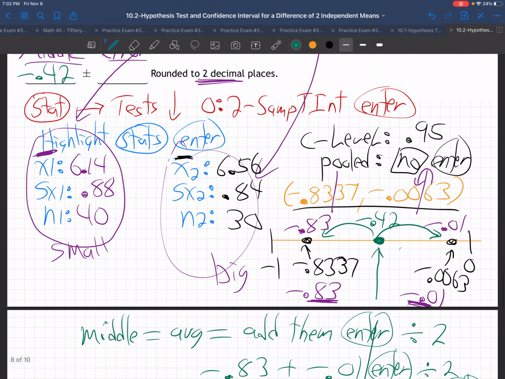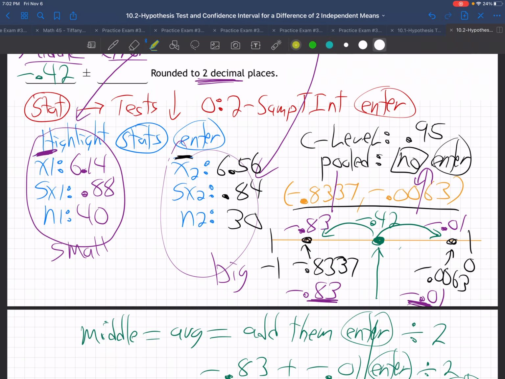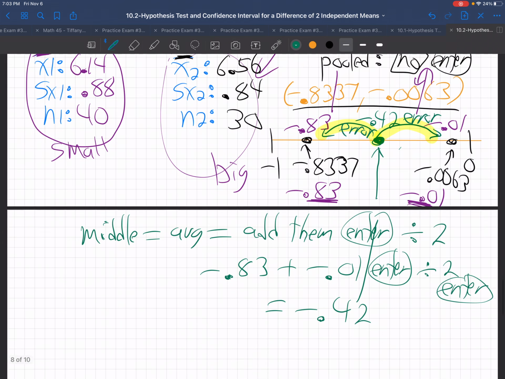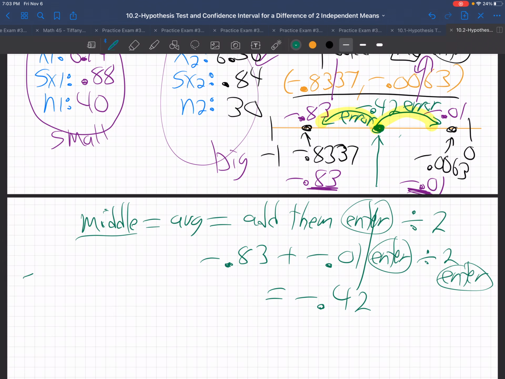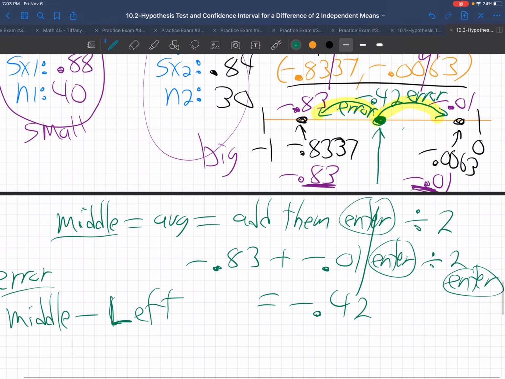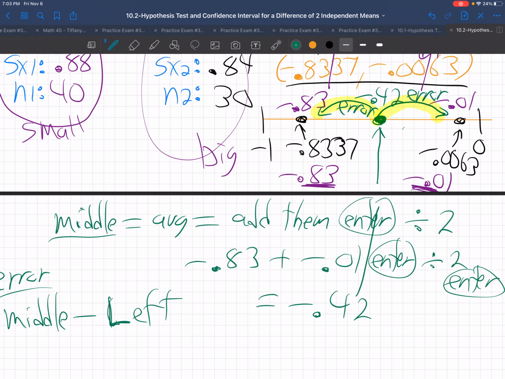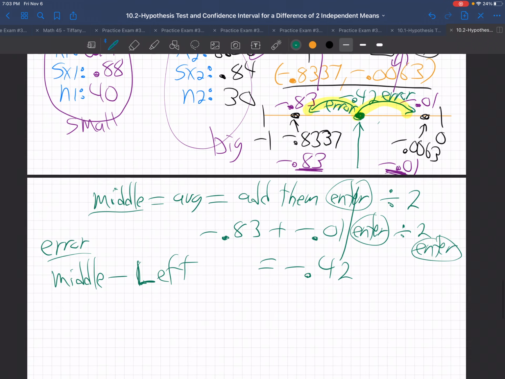And then they want the error. They want from the middle, how far is the jump this way and how far is it that way? What's the error amount? And you can figure either one. It doesn't matter if you go right or left. To find the error, just take the middle minus the left side, for example. Or you could take the right side minus the middle. It doesn't matter, right? You're just trying to find out how far is the jump from the middle, either to the right or to the left. That's the error. That's how far right and left.